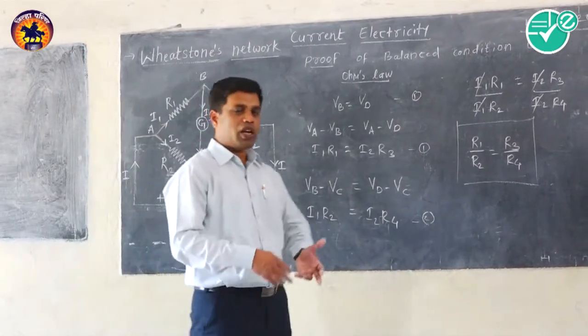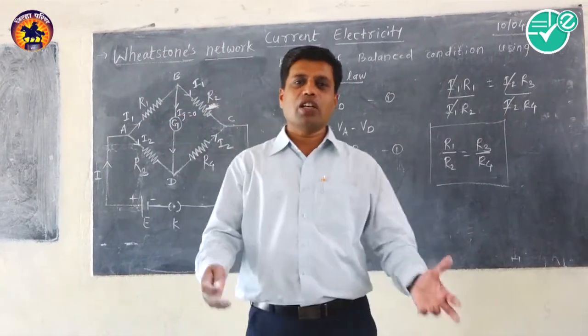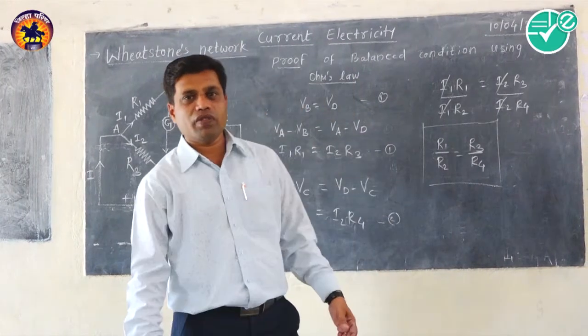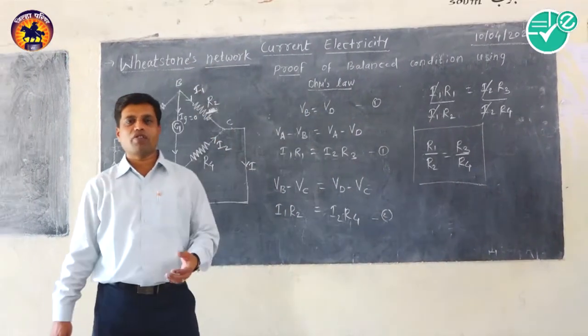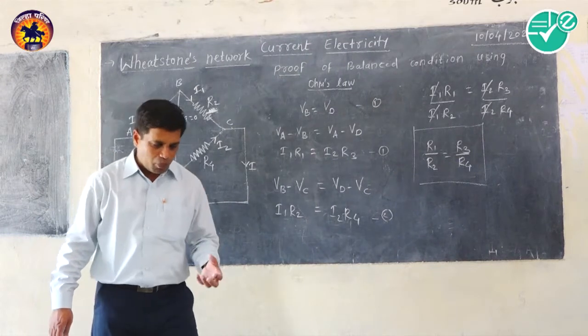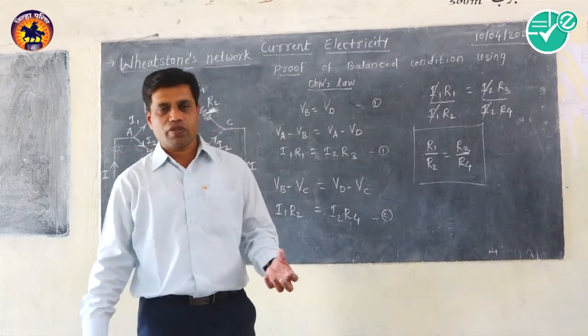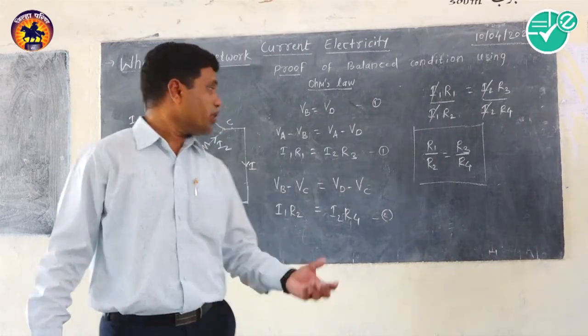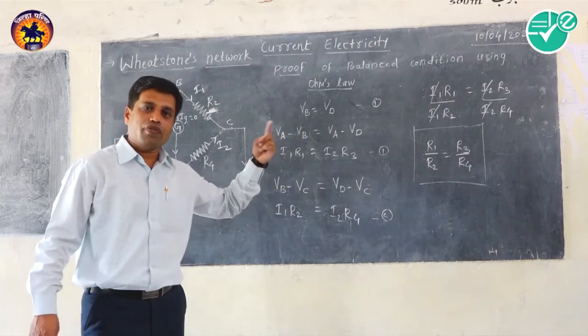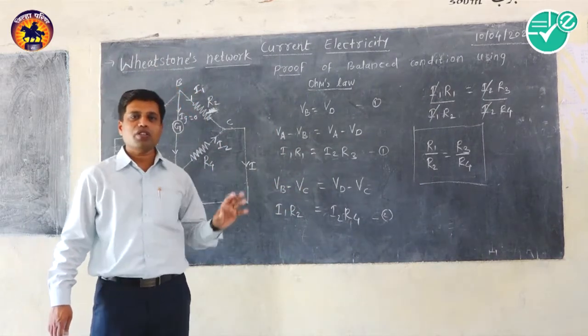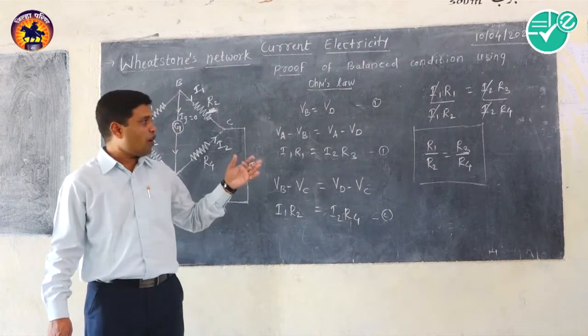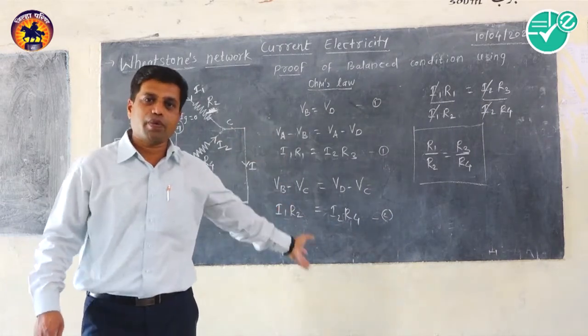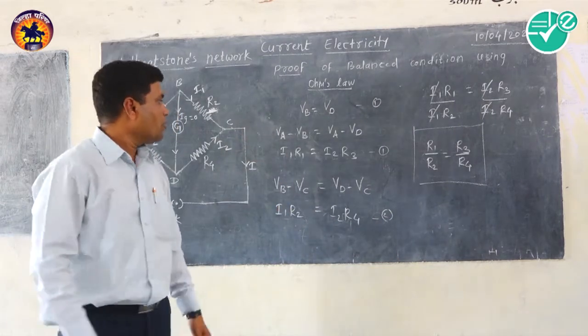In the examination you can write this with any method. If they ask precisely to obtain the proof of Wheatstone's network balance condition with the help of Ohm's law, then you can write this method. Or if they ask in the examination with the help of KVL, then you have to write the previous method that I have explained to you just now.